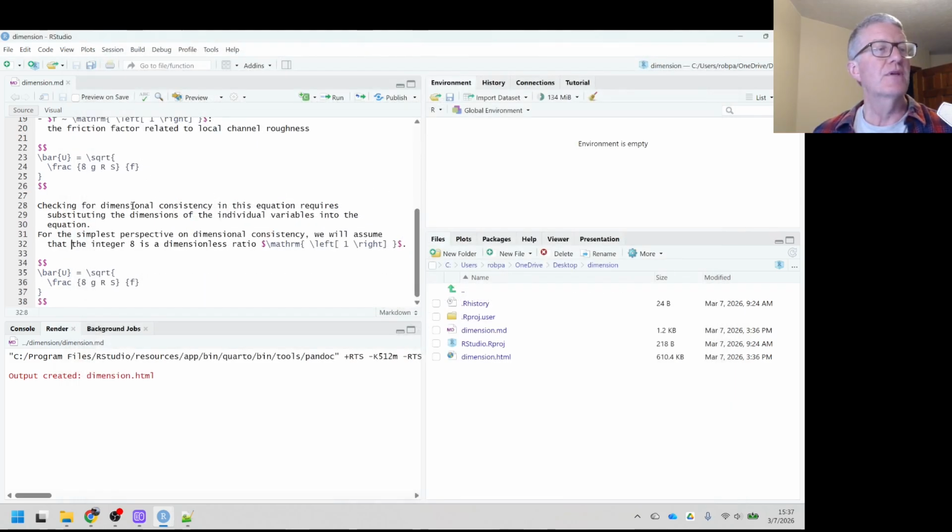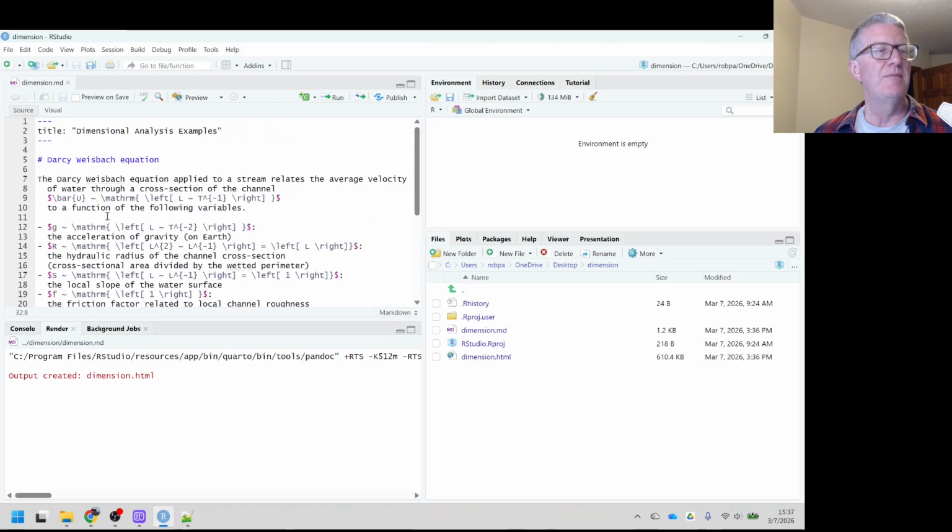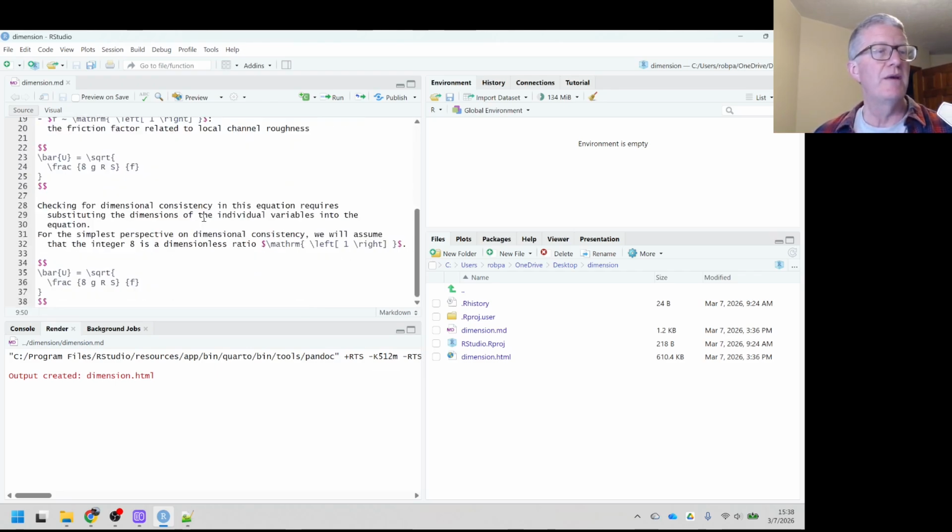Okay, so we have our equation, and what we want to do is substitute the variables in this equation for their dimensions. And that's going to get a little bit more complicated because the dimensions are kind of lengthy in terms of their LaTeX code. But let me go ahead and copy and paste the dimensions for bar u from up here and replace my bar u with those dimensions here.